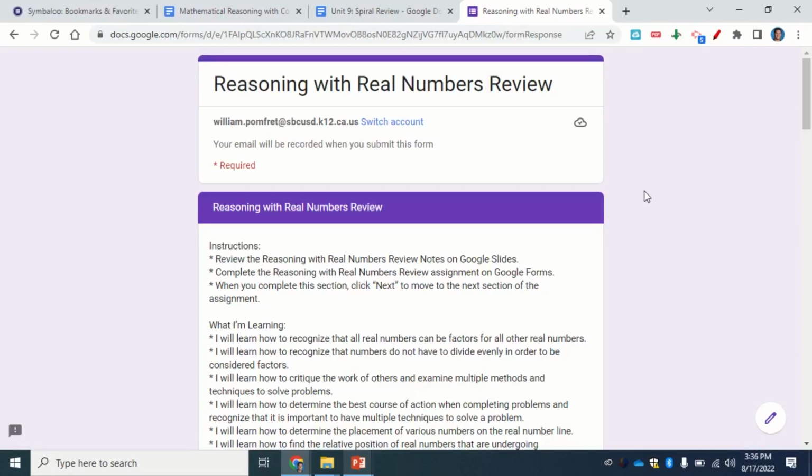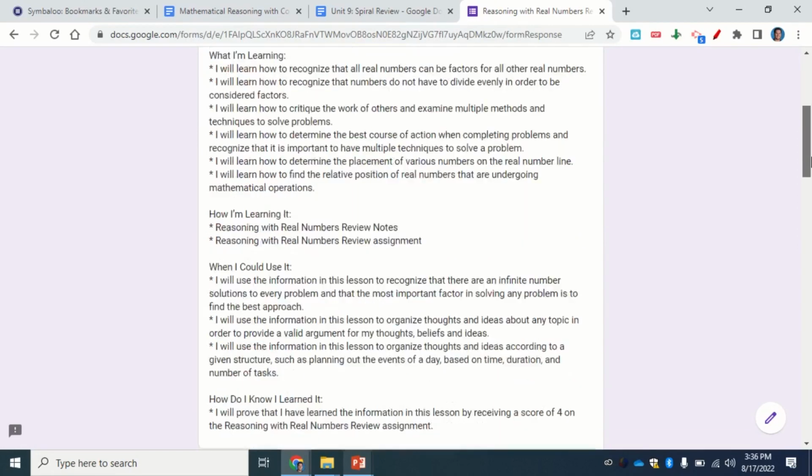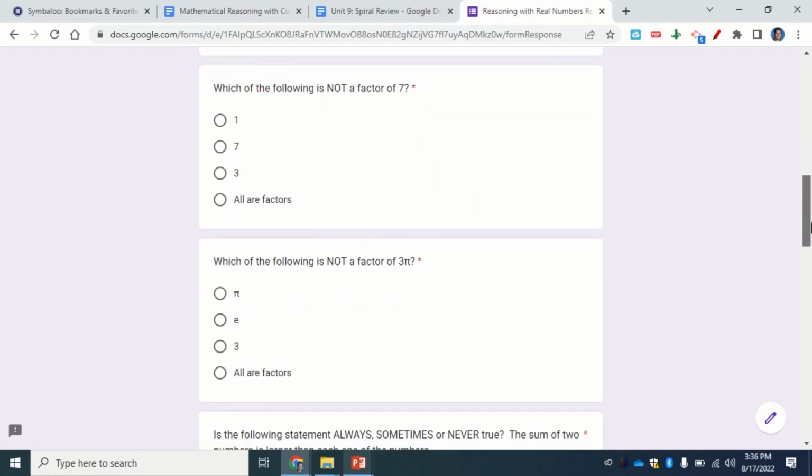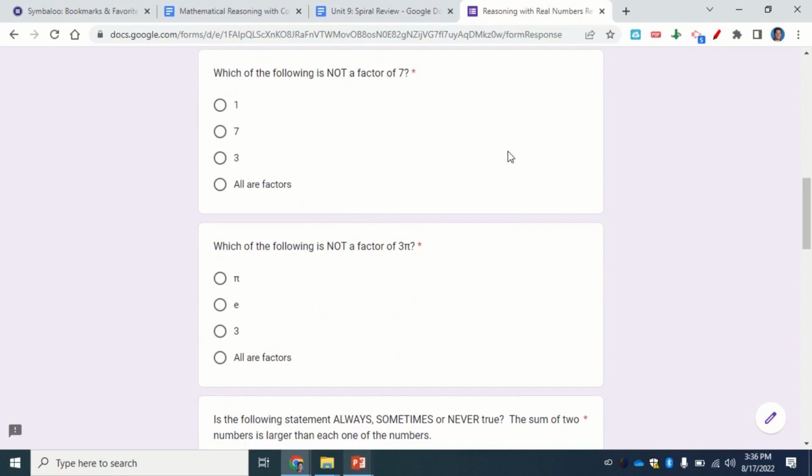Let's take a look now at the Reasoning with Real Numbers review assignment. The assignment begins with the learning goals and success criteria. If we scroll down, we can see the questions. It says, which of the following is not a factor of 7? If we remember back to what we learned earlier, we know that every number other than 0 is a factor of every other number, so all of these are factors.